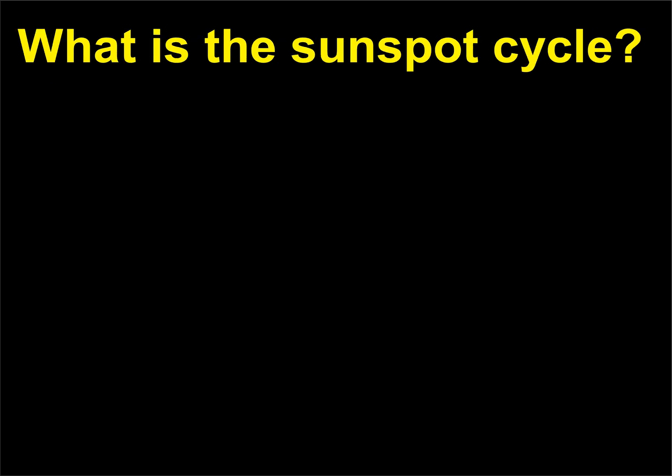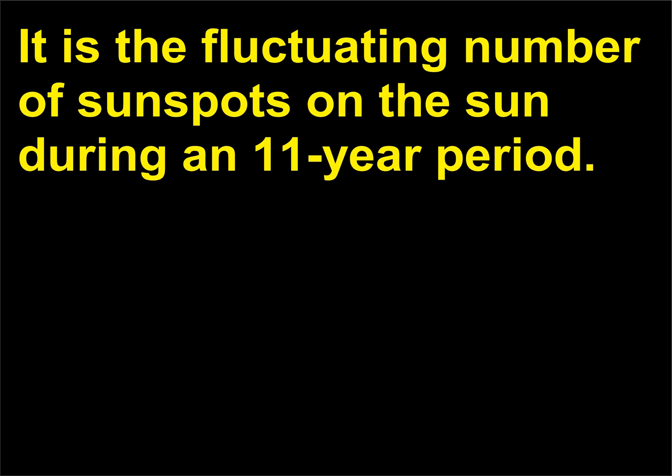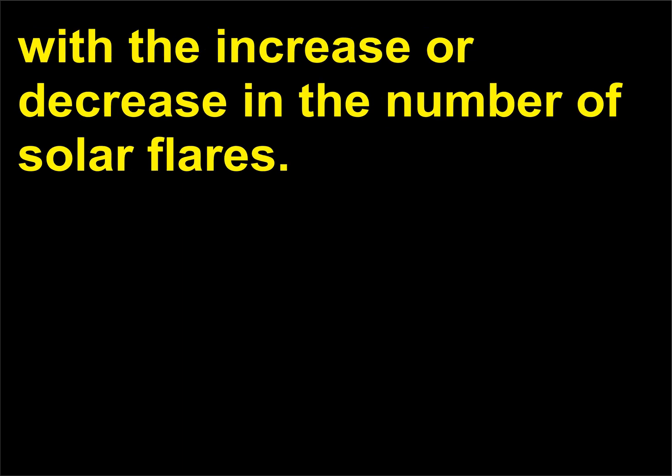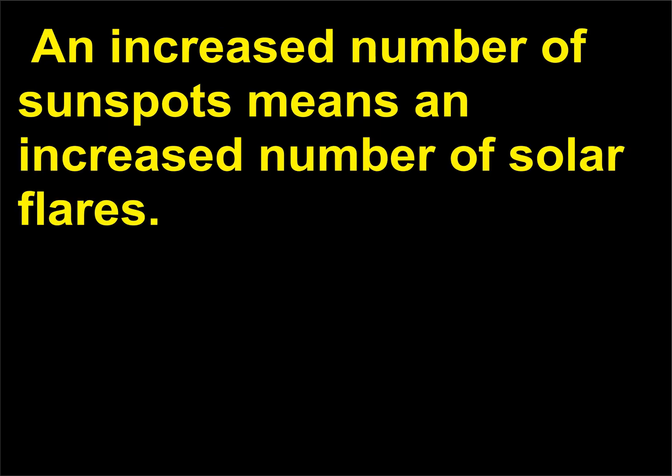What is the sunspot cycle? It is the fluctuating number of sunspots on the Sun during an 11-year period. The variation in the number of sunspots seems to correspond with the increase or decrease in the number of solar flares. An increased number of sunspots means an increased number of solar flares.